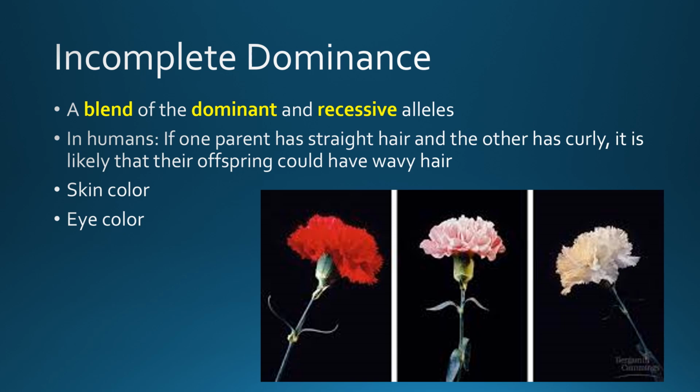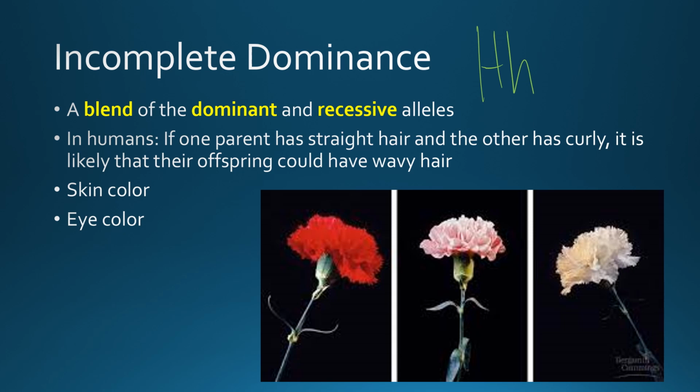Now, we can see incomplete dominance in humans, meaning my dominant and my recessive alleles working together to create this kind of blend. We most often see this with hair type. If you have one parent that has straight hair and the other parent has curly hair, you are often likely to have wavy hair if you have a heterozygous genotype, or two different alleles in your genotype.